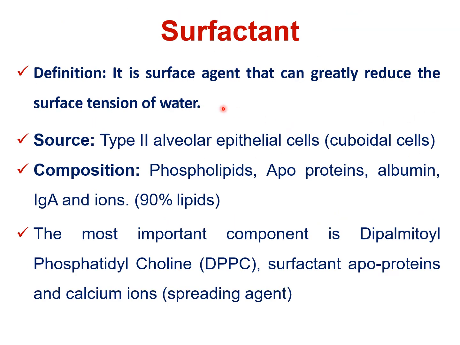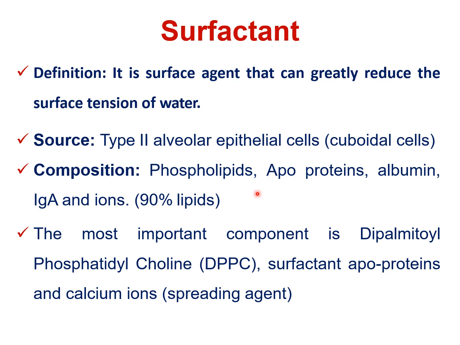And coming to the surfactant, it is a surface agent that can greatly reduce the surface tension of water. It is produced from the type 2 alveolar epithelial cells, which are cuboidal in shape. So in the lung there are type 2 alveolar epithelial cells, which are cuboidal, and they produce the surfactant.